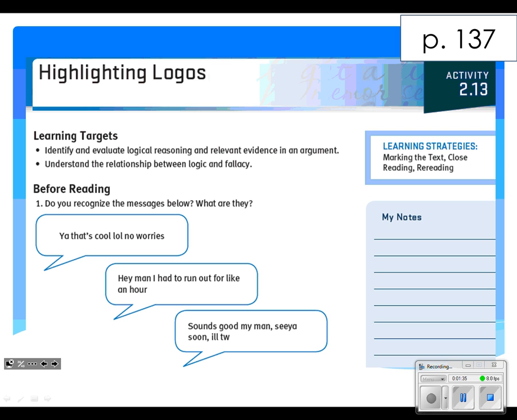And Springboard will be open to page 137. So you're going to want to have a highlighter. Go ahead and just use those learning targets. Got about 30 seconds for that.